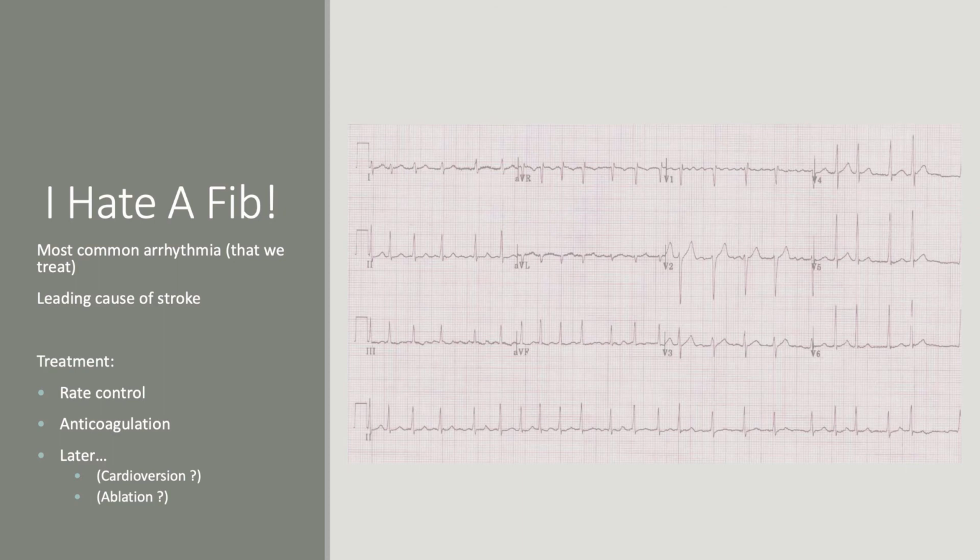What do you think a good drug to do that would be? Yeah, beta blockers. Or Cardizem, a non-dihydropyridine calcium channel blocker. Later on, after we have had them anticoagulated for 3 weeks minimum, and after we do a study to make sure that they don't have any clot in their heart, then we can think about converting them to a normal rhythm. And we can also think about doing a procedure to keep it from happening again, called an ablation.